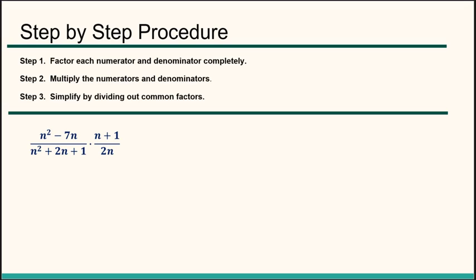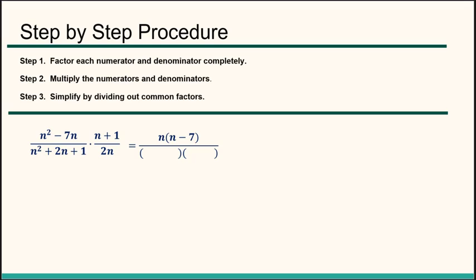Here's our problem. We have n squared minus 7n all over n squared plus 2n plus 1 times the quantity n plus 1 over 2n. What you need to do is factor each numerator and denominator completely. So we'll do this slowly. First up, I factored that first numerator. There's an n in both terms, so I pulled that n out. Dividing out that n, I'll have n minus 7 left.